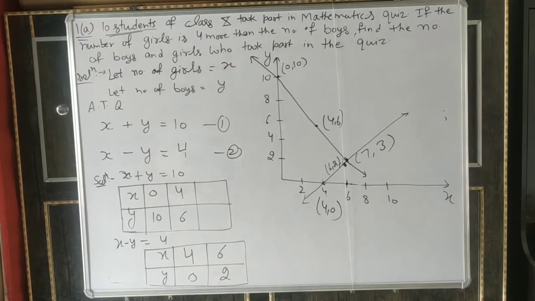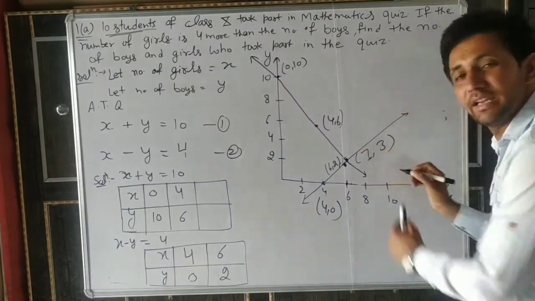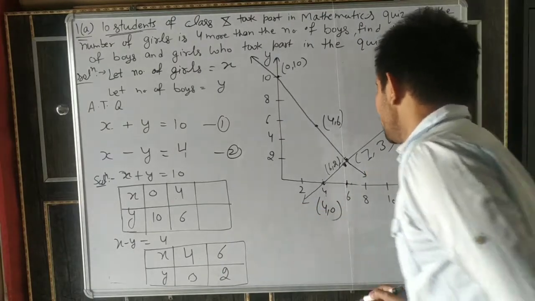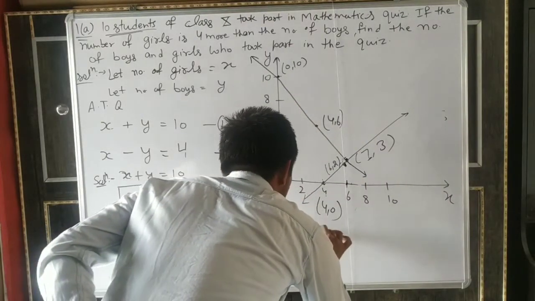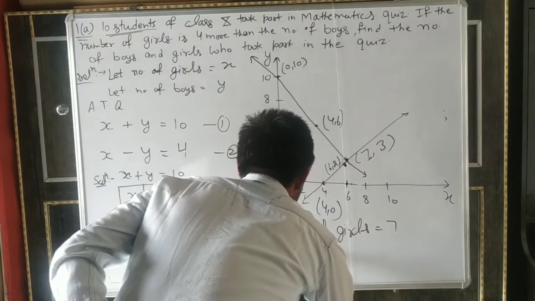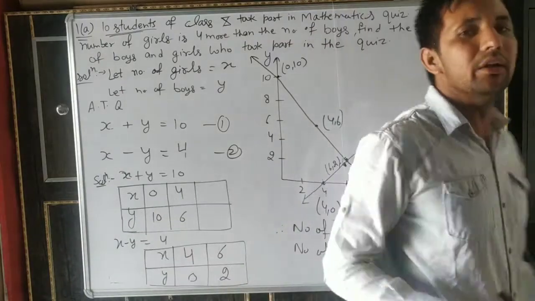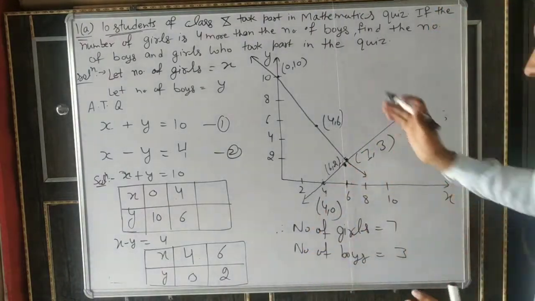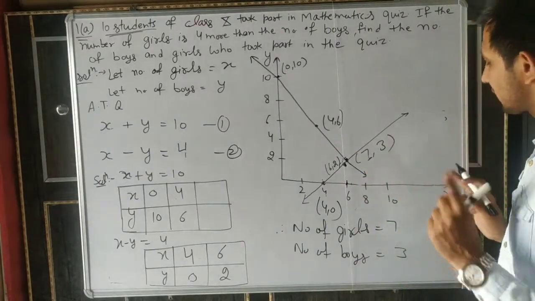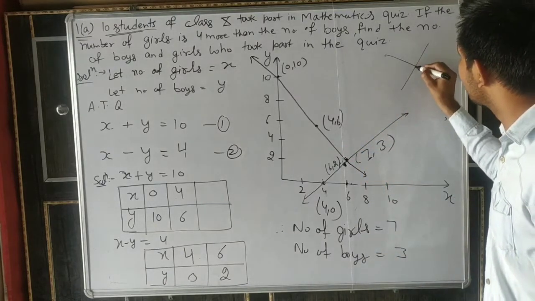So these two lines cut each other at 7 and 3. 7 is the x coordinate. On the x coordinate, what did we take? We took girls. So therefore the number of girls is 7 and the number of boys is 3. I have no scale, that's why in this graph the lines are not straight, but you have to use a scale.